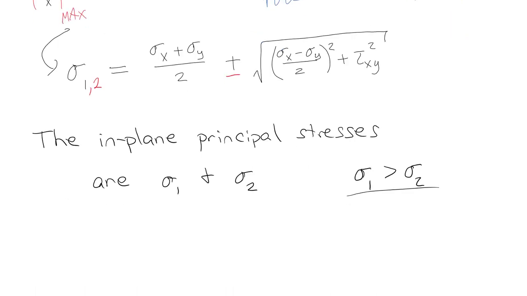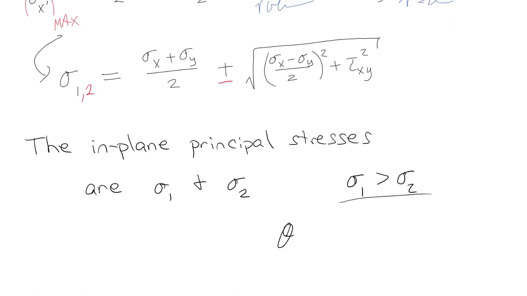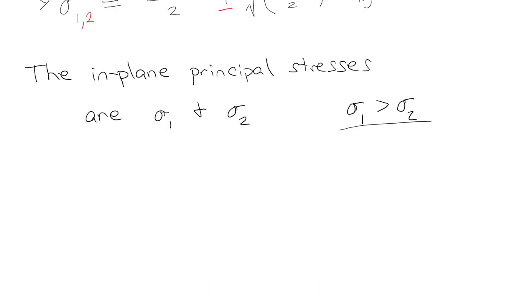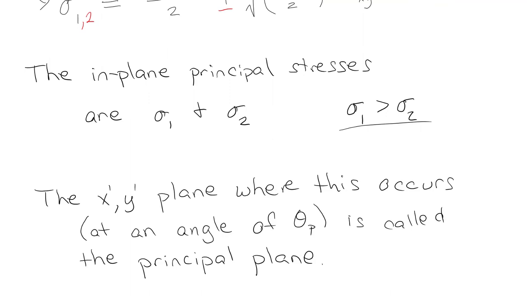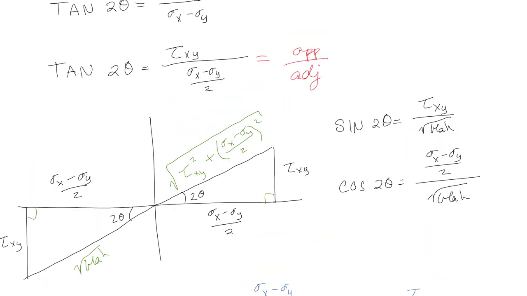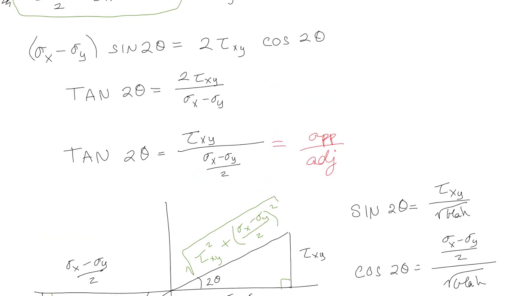And also, what is that thing called? The theta where this happens. The planes where this happens, the x prime y prime plane where it happens at theta p, is called the principal planes. Let's try to say that a little bit better for you. The x prime y prime plane where this occurs is going to be at that angle, that theta p, given by that thingy that was over here somewhere.